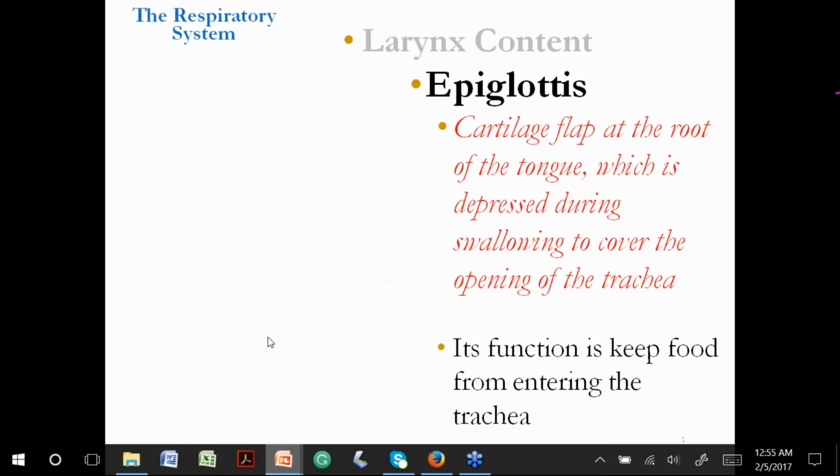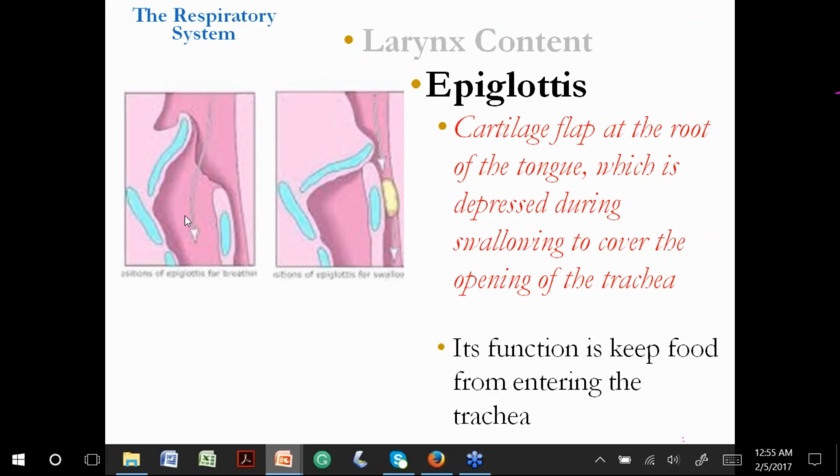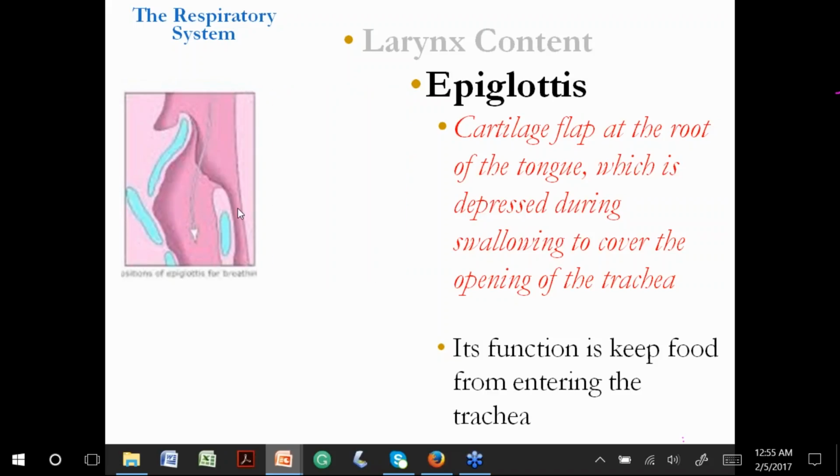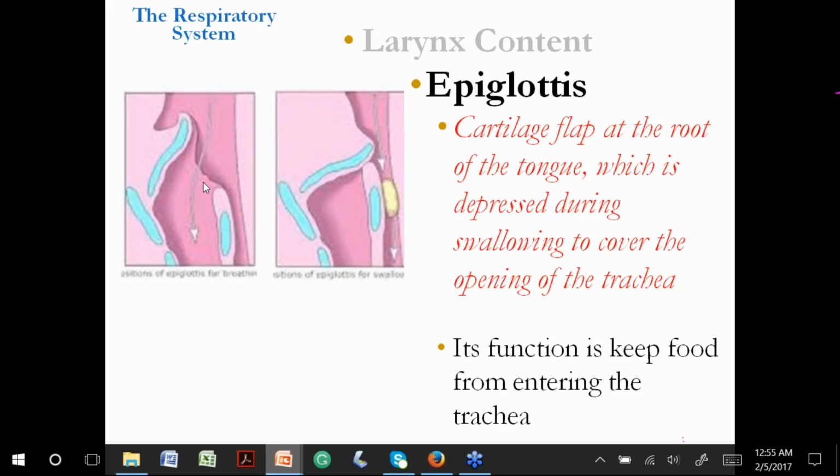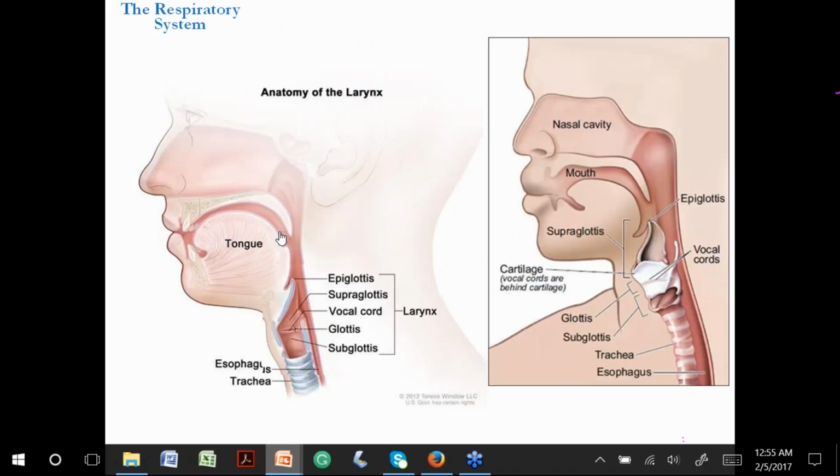Epiglottis is going to be, if you see here in this picture, we have here the respiratory, and this is the esophagus. All this is esophagus. This is the trachea. And what happens is it is going to close when you are going to pass food. Simple, right? So this is the trachea, and this is the airway, the respiratory system, and this is going to be closed when you swallow. Simple, right?